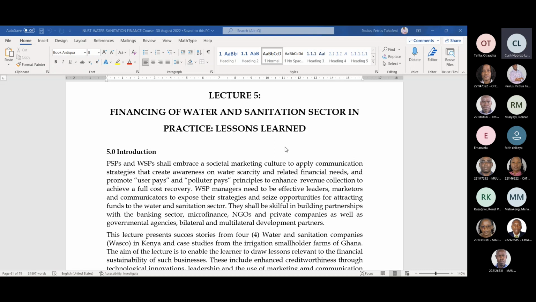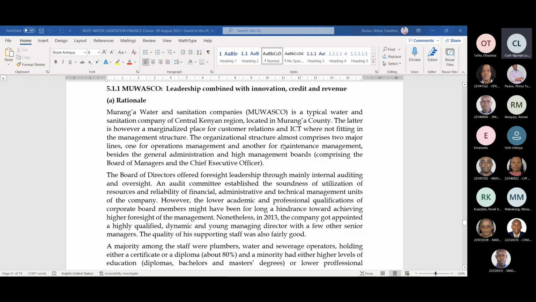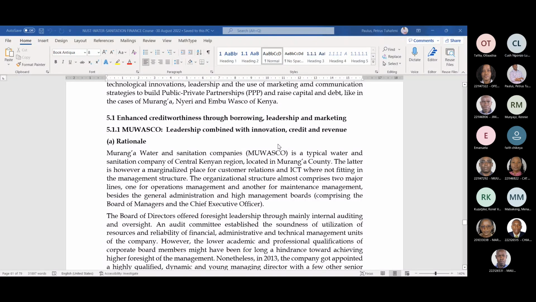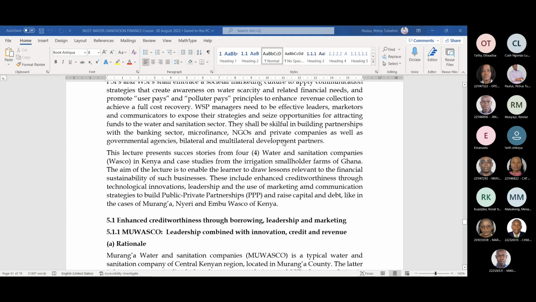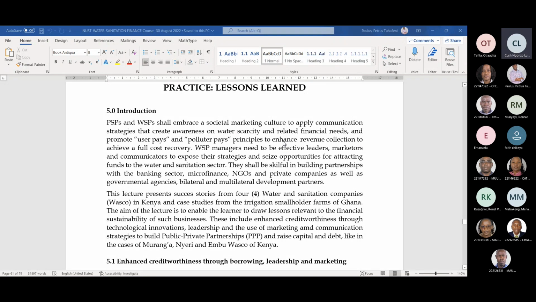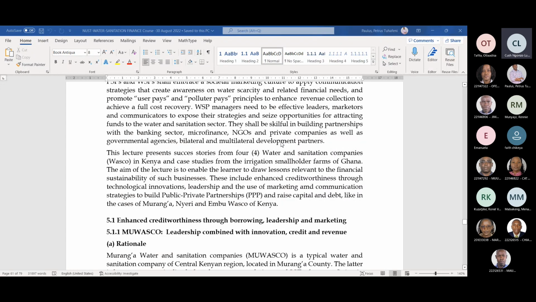First of all, there are lessons we can learn from all the examples that we have in this chapter 5. The first one is that we need a culture of societal marketing. The government needs to use marketing that private companies use in their communications in order to increase revenue collection and lead people to abide by polluter pays principles and user pays principles. Companies used marketing culture to raise money, to mobilize resources from where they are, and this has actually been the case of Embu Water and Sanitation Company in Kenya. From page 63 to page 66, you'll see the case of Embu.